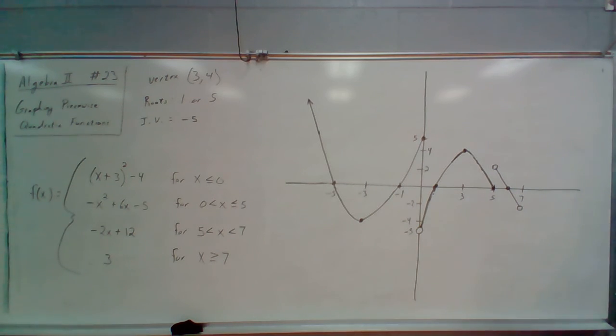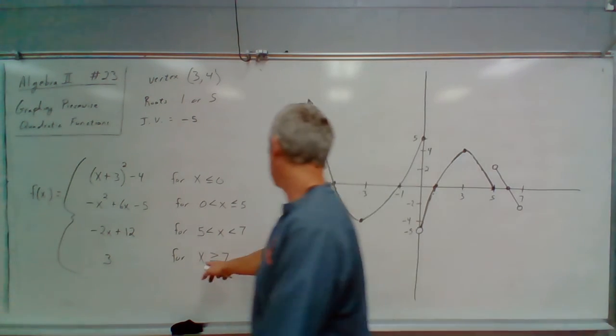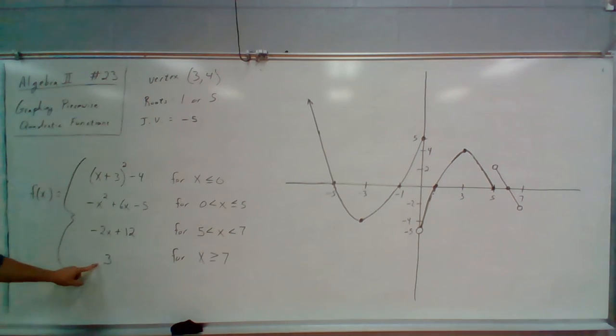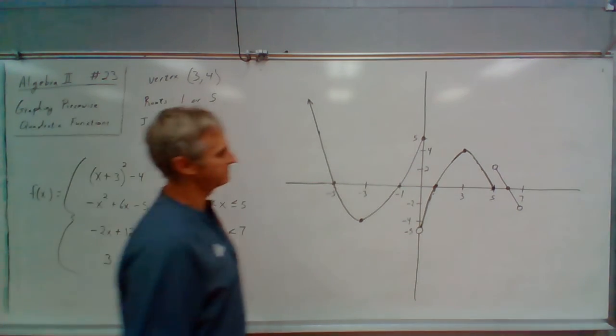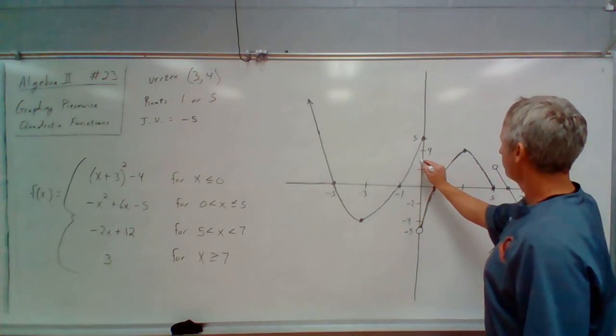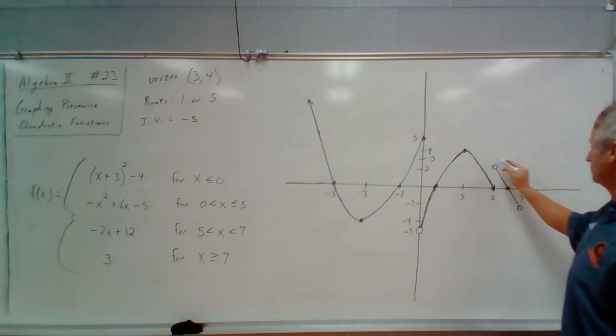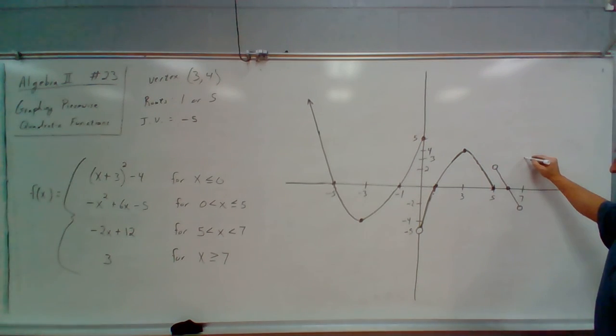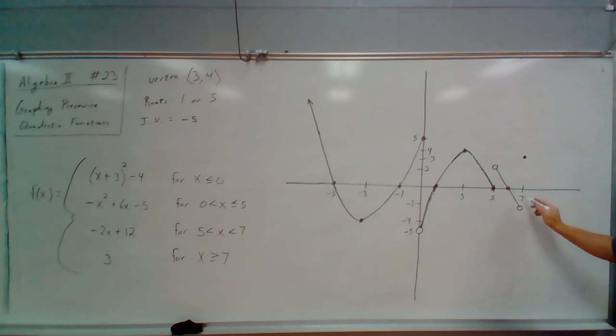All right, and then the final piece, anytime x is greater than or equal to 7, my output is always going to be 3. So this is a constant function. My output is always 3. Here's 3. I plug in a 7, I get a 3. Anything I plug in bigger than 7, I always get 3. So I'm going to need a straight horizontal line that looks like that.